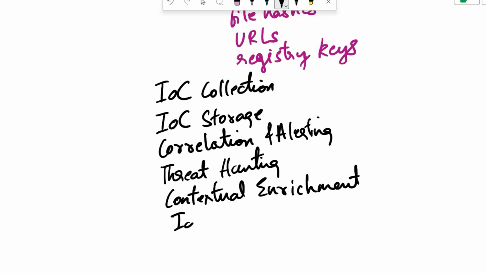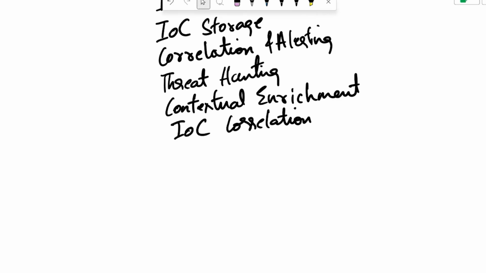Next one is IOC correlation. SIMs can correlate multiple IOCs to identify complex attack patterns. By detecting a series of related IOCs or IOC clusters, the SIM can infer a more sophisticated attack scenario.